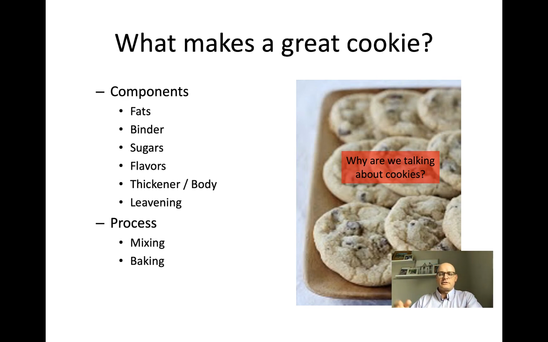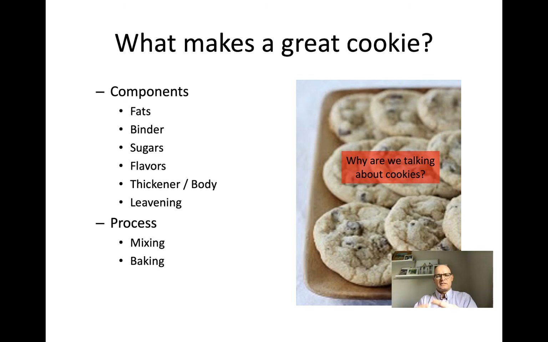You use some sort of flavors. Maybe that's vanilla. Maybe there's chocolate chips in there. There's a variety of different kinds of flavors. Amaretto flavor. You can add all sorts of flavors to cookies. Thickener, like body, oatmeal. You could use flour. You could use almond flour. You can use all sorts of these different things.